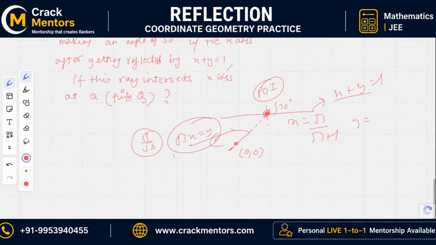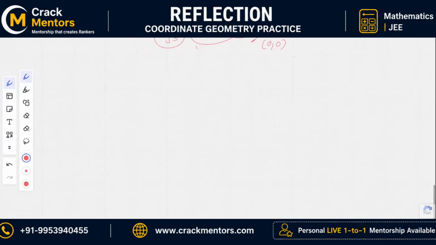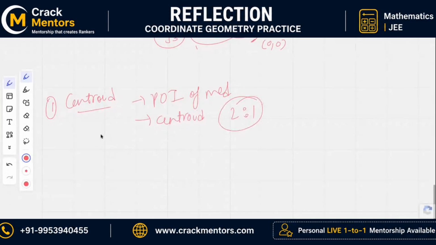Okay, correct. Now you can move to centers of triangle. The first center is the centroid. The centroid is the point of intersection of medians, and the centroid divides every median in the ratio 2:1.